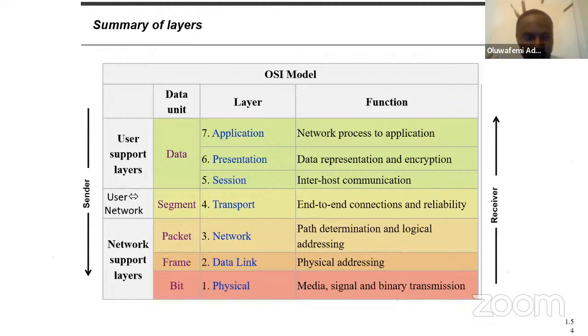this is pretty much what I've said. Sender and receiver, user support layer, data. Do you understand? Segments, packet, frame, and bit. Don't forget, it is still in data form at the application, presentation, and session layers. Once you get to the transport layer, it becomes a segment, with end-to-end connection reliability. Is it going to be safe or not safe? Is it going to be TCP or UDP?